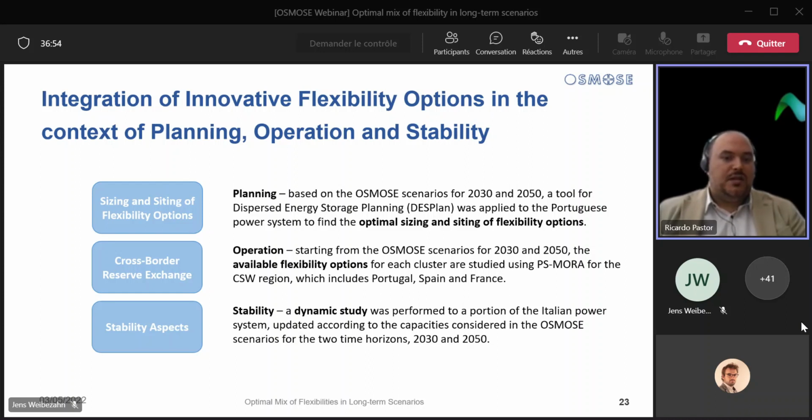And in terms of stability analysis, a dynamic study was performed on a portion of the Italian power system, which was updated according to the installed capacities considered in the OSMOSE scenarios for both time horizons as well. We can move forward, please.